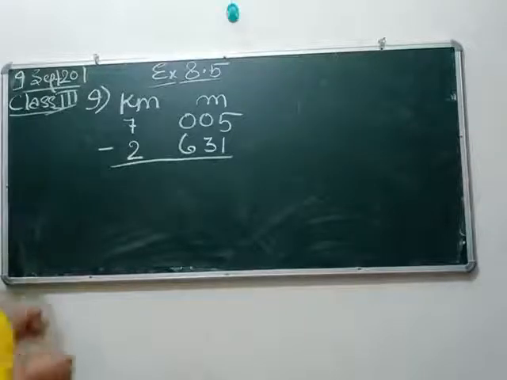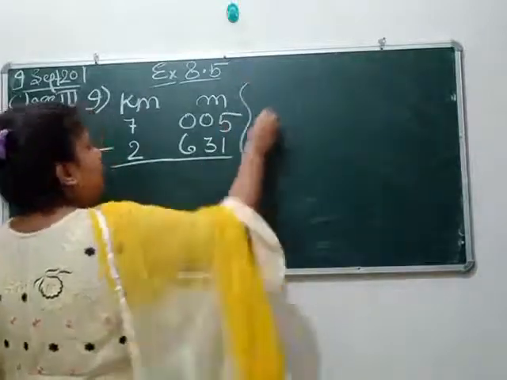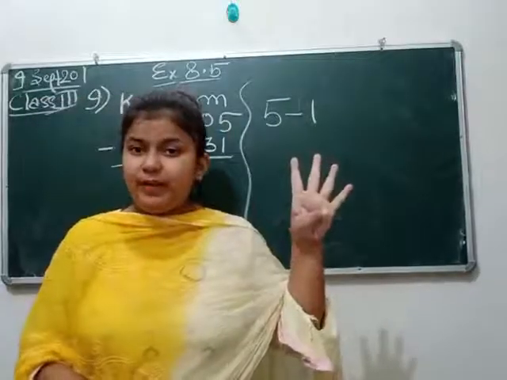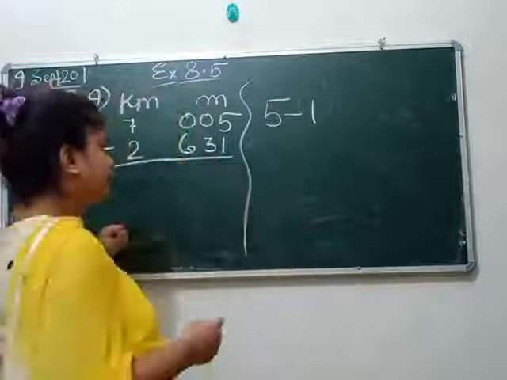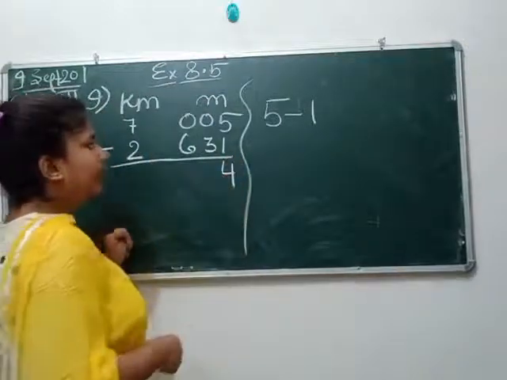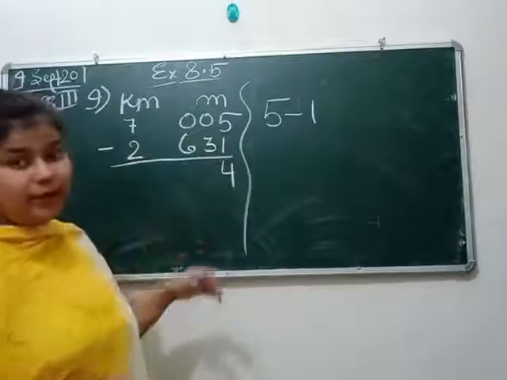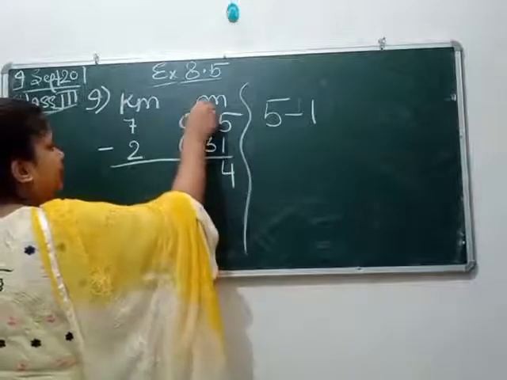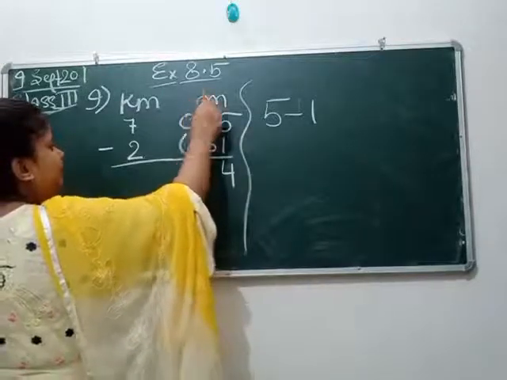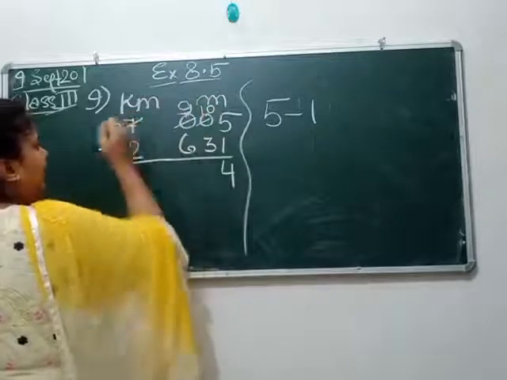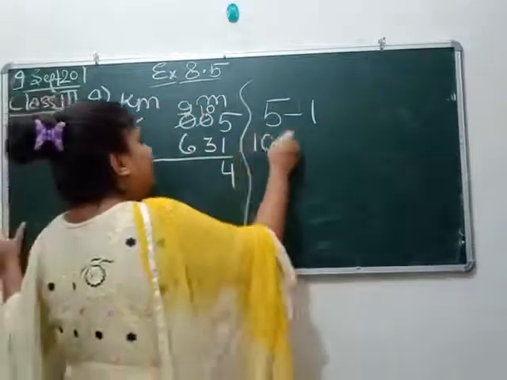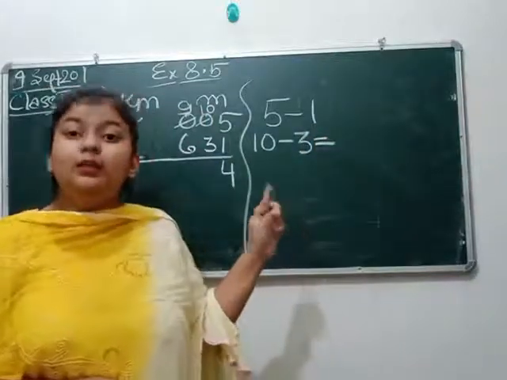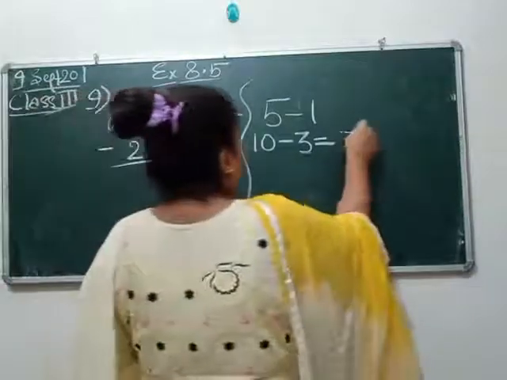Okay, now we'll start from here. First number is 5 minus 1. So 5 minus 1 we will get 4. We'll write 4 here. Now at this place we have 0. We cannot subtract 3 from 0, so we will take a borrow. This will become 10. Now 10 minus 3 will give us 7. So we'll write 7 here.